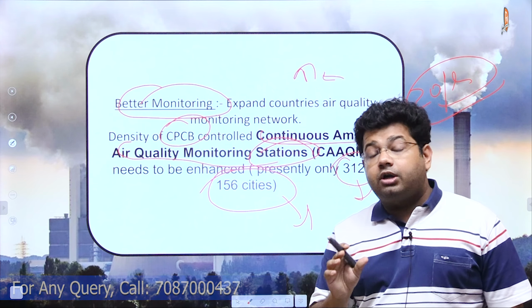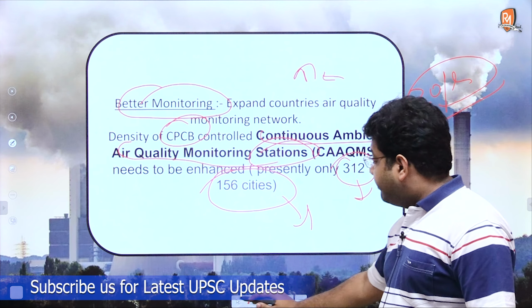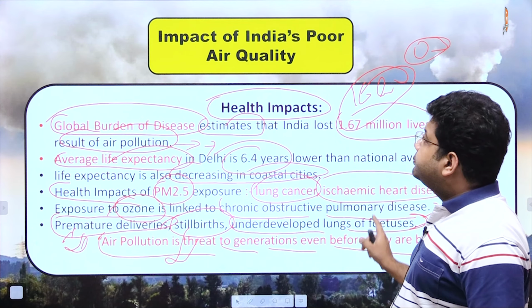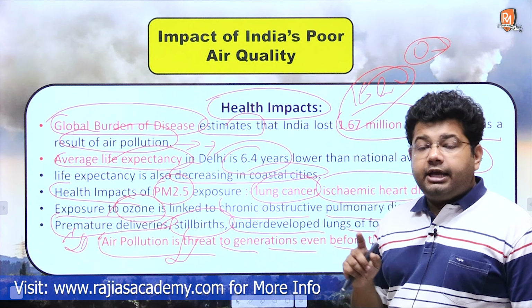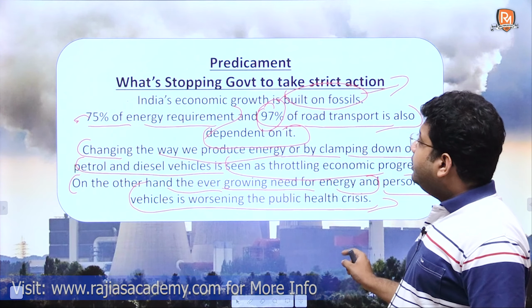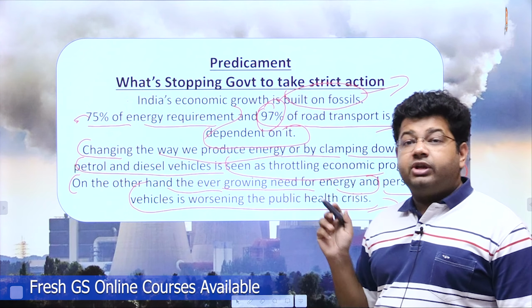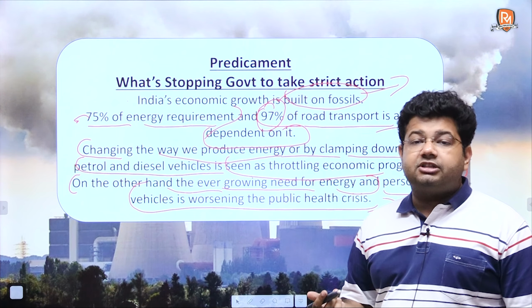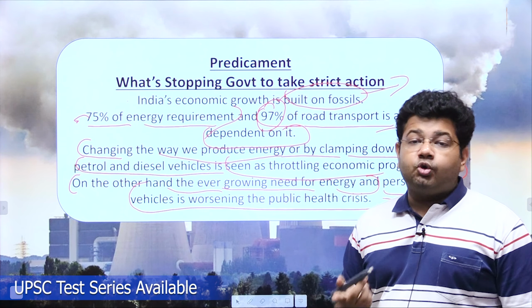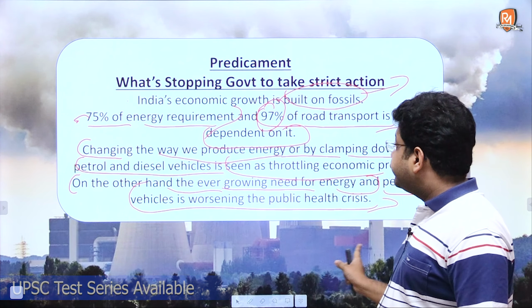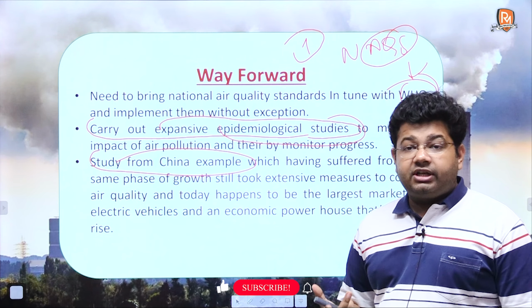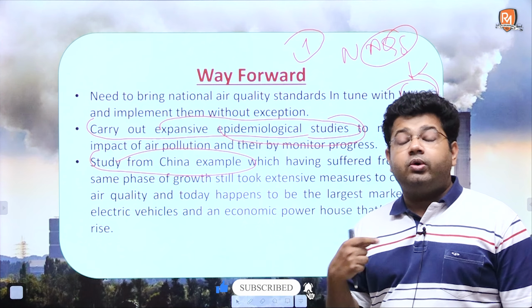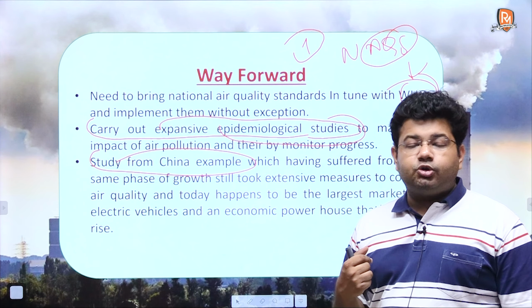So this would be all with respect to our today's lecture. We have understood today what is the impact on health and economy of the country with respect to our deteriorating air quality index, and we have understood the main reason that the government gives with respect to economic growth, that if strict decisions are taken, those decisions are going to hamper our economic growth. And then we have seen the way forward, that is bringing our air quality standards in tune with WHO and also implementing those standards.